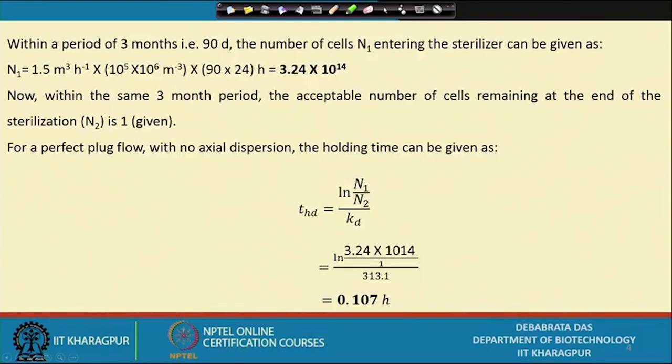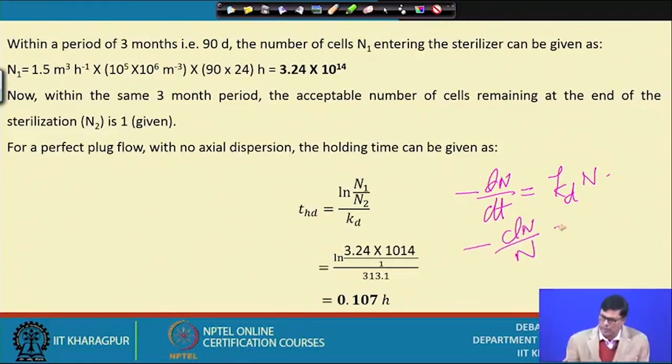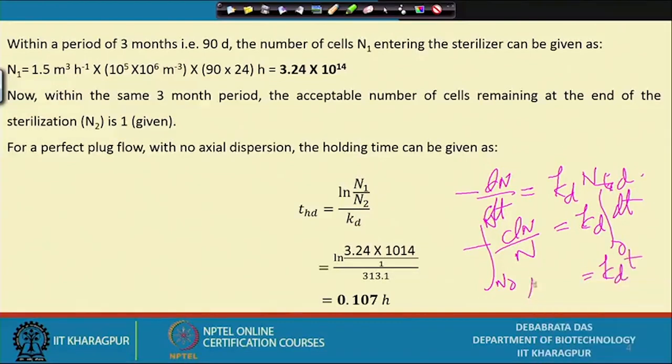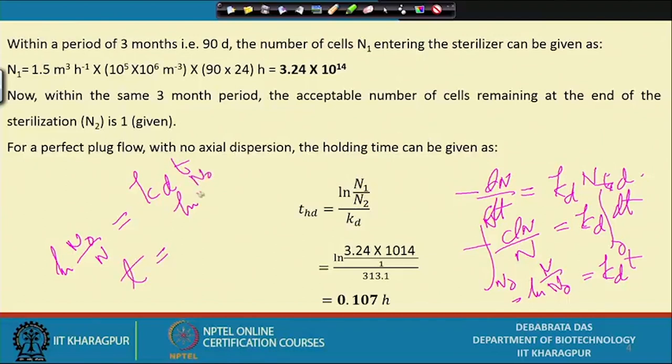Now, once we know the death rate constant, we know the equation that we have. I told you this is dN by dt equal to kd into N, am I right? So, this is equal to dN by N equal to kd into dt. So, this is N0 to N and this is 0 to t, the holding time. So, we can write this is equal to kd into t, and we can write here ln N by N0, and this is minus. So, I can write ln N0 by N equal to kd into t. So, time will be what? Time equal to ln N0 by N divided by kd. This is what we have written here.